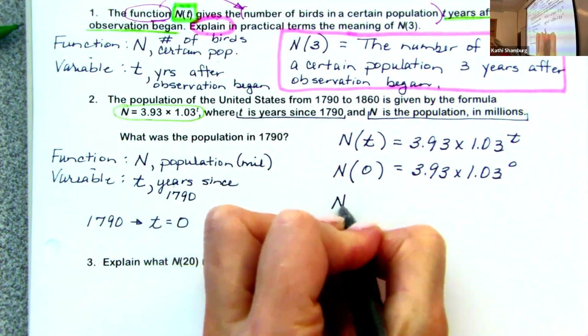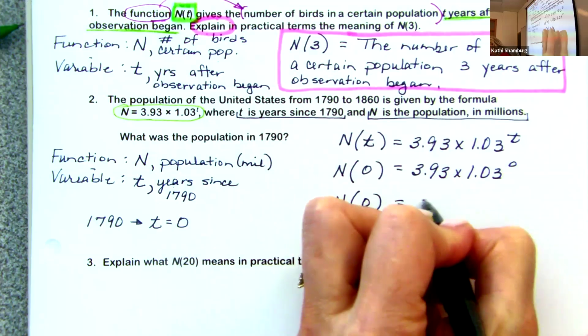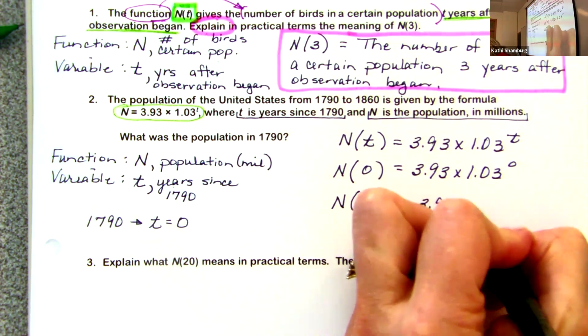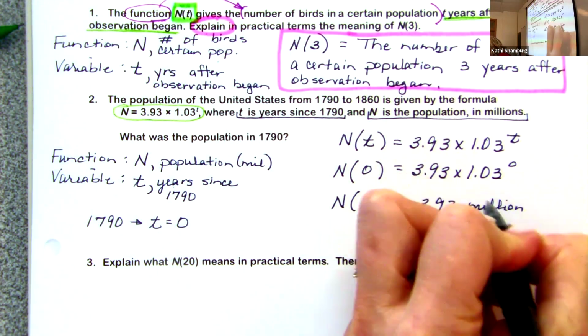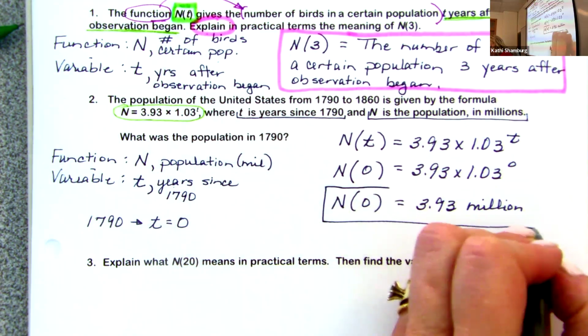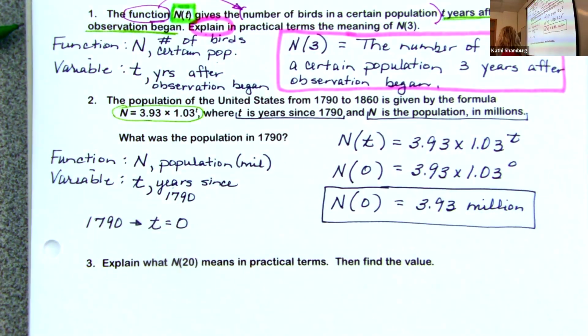So we get N of 0 equals 3.93, and if you stop there, I'm going to have a problem with that. It's 3.93 million. Since we have this defined, okay, but it's always better to have too much information than not enough. If you just put million, when was that? When were there 3.93 million people? In the year 1790. So just remember all the information given.